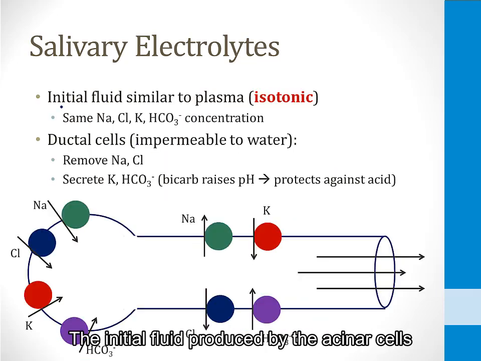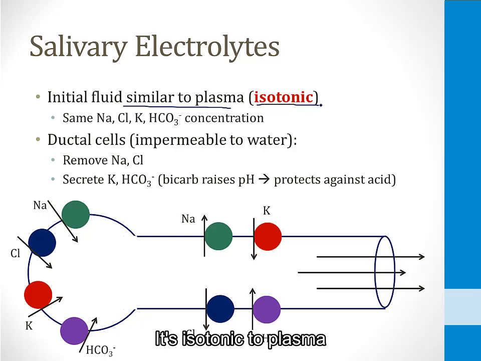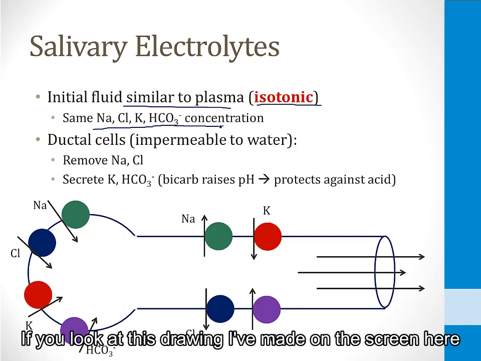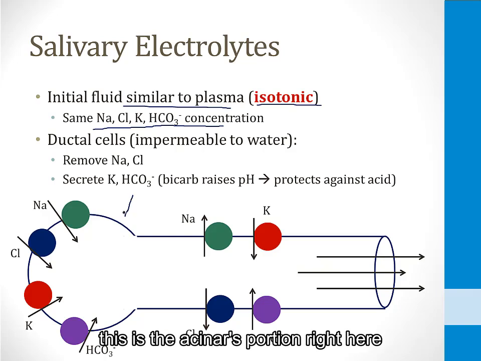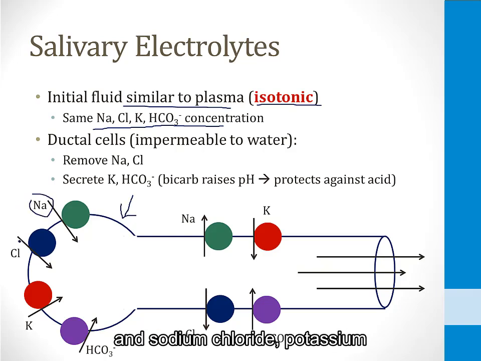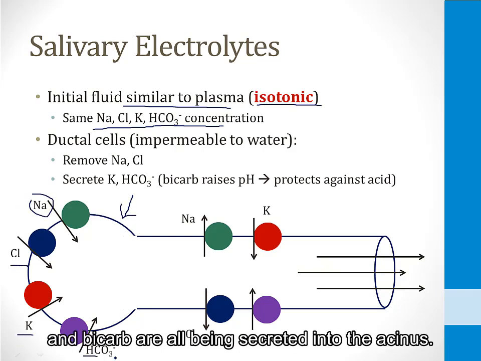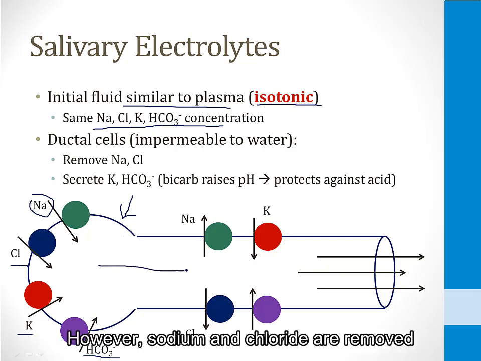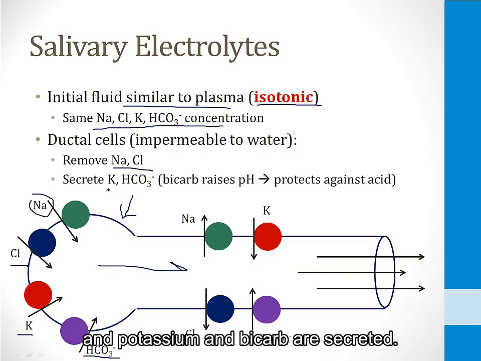The initial fluid produced by the acinar cells is similar to plasma. It's isotonic to plasma, and it has the same sodium chloride, potassium, and bicarb concentration as plasma. If you look at this drawing I've made on the screen here, this is the acinous portion right here, and sodium chloride, potassium, and bicarb are all being secreted into the acinus, at the same concentration as plasma. As the fluid moves through the duct, however, sodium and chloride are removed, and potassium and bicarb are secreted.